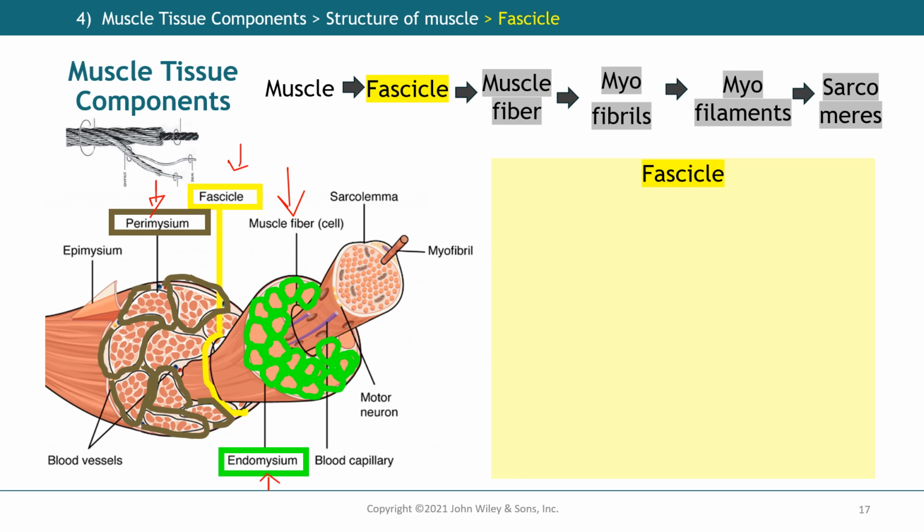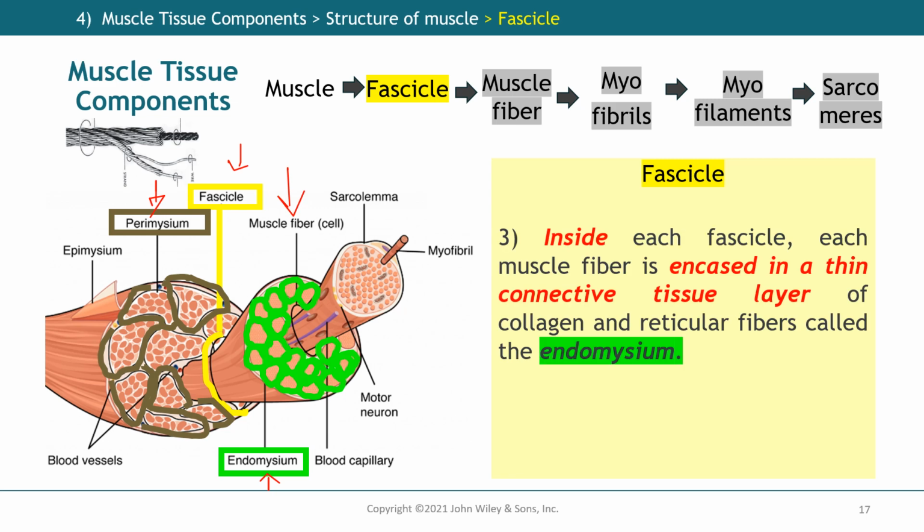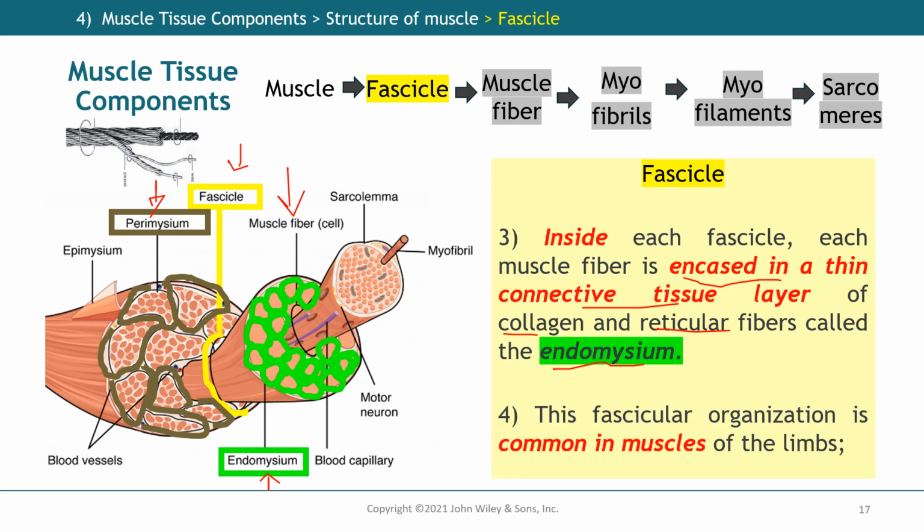Okay, and this organization is very common in different limbs in humans, that you have all these bundles together in different groups surrounded by connective tissue. So remember, inside of each fascicle, what you're going to have is muscle fibers that will be encased in a thin connective tissue layer, and this connective tissue layer, of course, will be collagen. It will have collagen and reticular fibers, and this is shown in green. That is the endomysium. And this type of fascicular organization is common in muscles of different limbs.